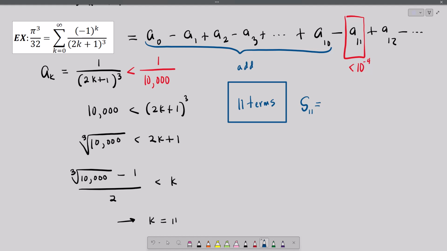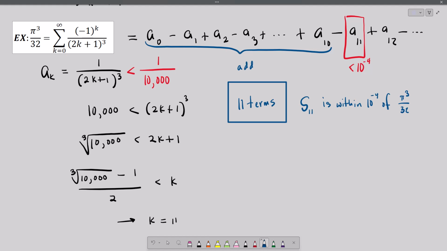S sub 11 is within 10 to the negative 4 of whatever the limit is, pi cubed over 32. Now, if you didn't know what it converged to, we would just call that S. We would just call that capital S. Capital S with no index, no subscript, is the sum of the series if it converges. So if we didn't know what this value was and we just knew it was a convergent alternating series, we would just say within 10 to the negative 4 of S.